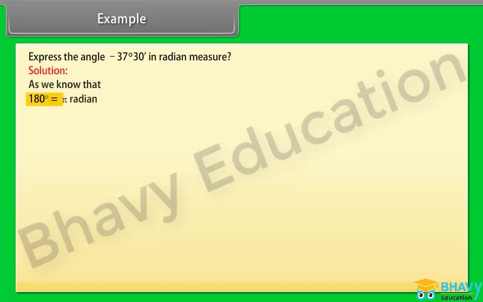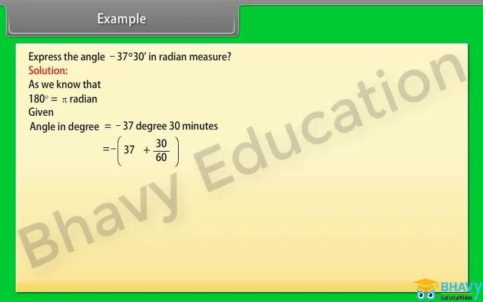Example. Express the angle minus 37 degree 30 minutes in radian measure. Solution. As we know that 180 degree is equal to pi radian. Given angle in degree is minus 37 degree 30 minutes, which is equal to minus of (37 plus 30 by 60), equal to minus of (37 plus 0.5), equal to minus 37.5.